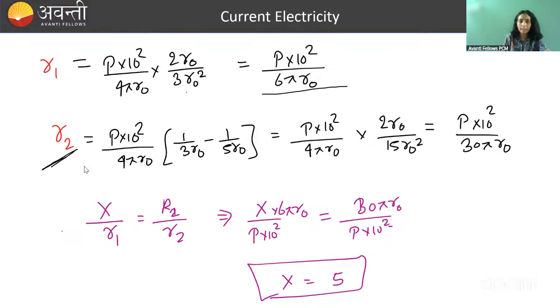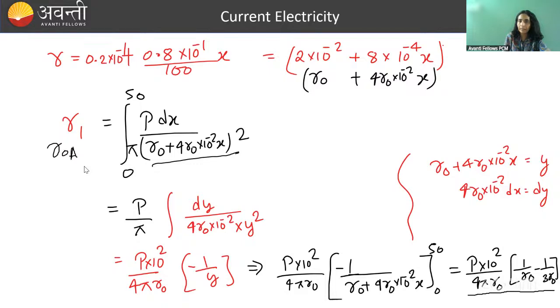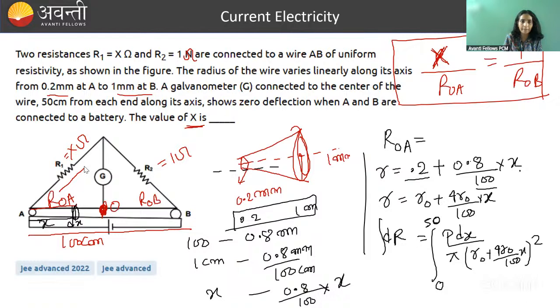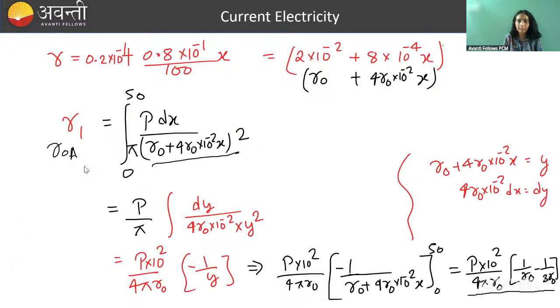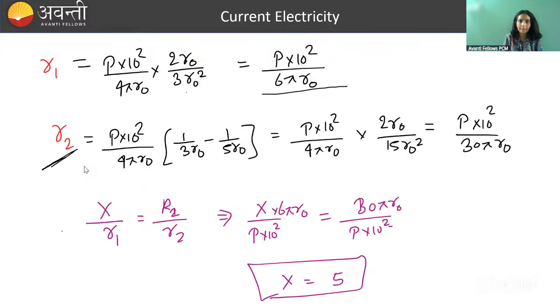Similarly, अगर R2 निकालना है, how you will integrate it? R2 के लिए you will integrate it from 50 to 100, right? From here to here. Done. So for calculating ROB, limit will be from 50 to 100. X will vary from 50 to 100. So the same thing I have done here. 50 से 100 तक मैंने vary किया. Then you will get this. Now X by R1, R by R2. R1 और R2 का value हमें पता है. You put the value, you will get X equal to 5.